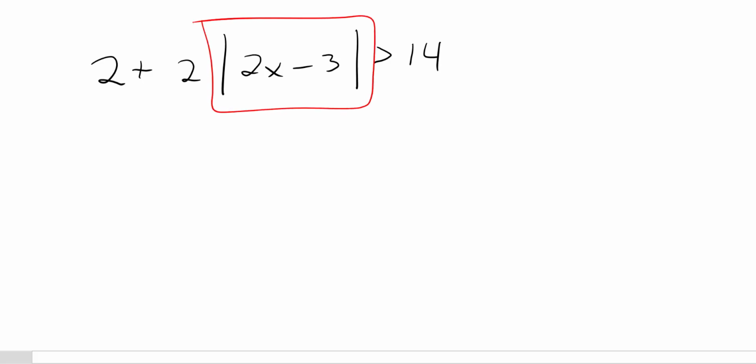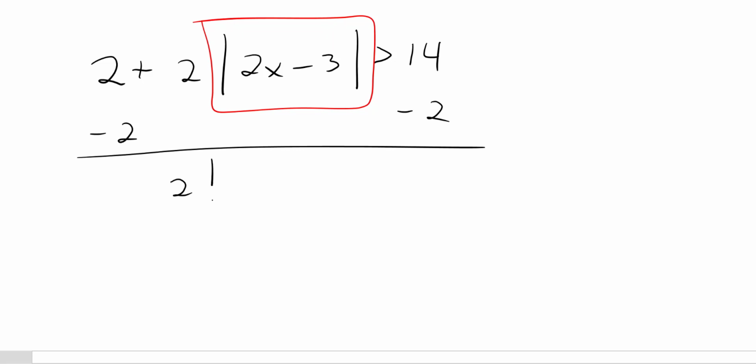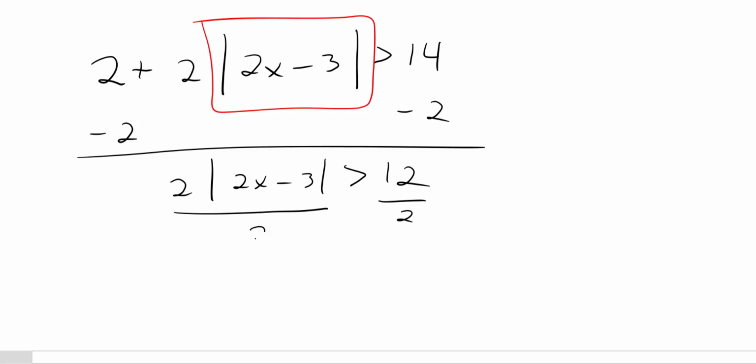Okay? So the first thing I'm going to do, please again, don't do 2 plus 2. You are going to subtract 2 from both sides. So we get 2 absolute value of 2x minus 3 is greater than 12. Okay? Divide both sides by 2. So we get absolute value of 2x minus 3 is greater than 6.